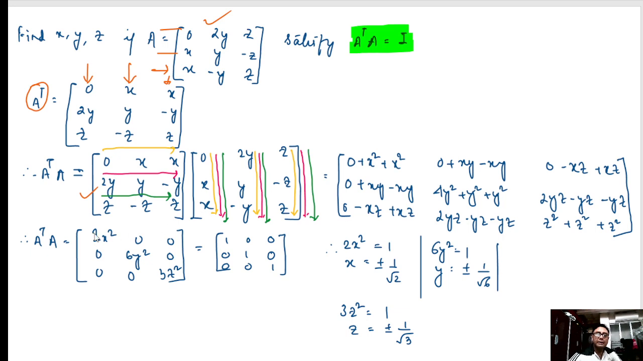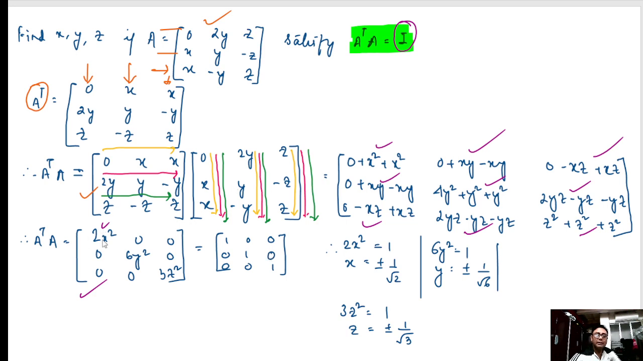So now, it is 2x square. If I add each and every part, this is 2x square, this is 0, this is 0, this is 0, this is 6y square, this is 0, this is 0, this is 0, and this is 3z square. So we got this A transpose into A. Clear? And they are telling it is equal to I.